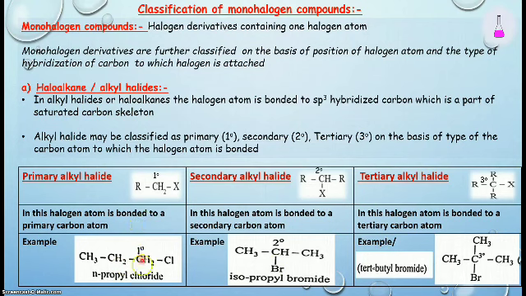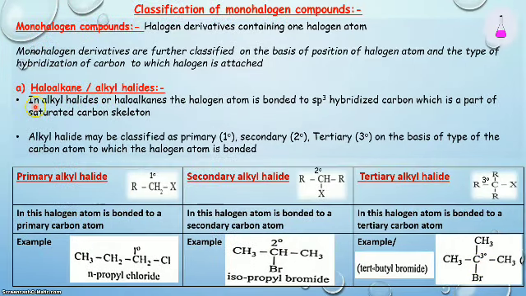In this example of primary alkyl halide, chlorine is attached to the primary carbon atom, while in the secondary alkyl halide, bromine is bonded to secondary carbon atom, and in tertiary alkyl halide, this bromine is bonded to tertiary carbon atom. Students, as we have discussed, in alkyl halide, halogen atom is bonded to sp3 hybridized carbon atom. So in primary, secondary and tertiary alkyl halide, the halogen atoms are bonded to sp3 hybridized carbon atom.